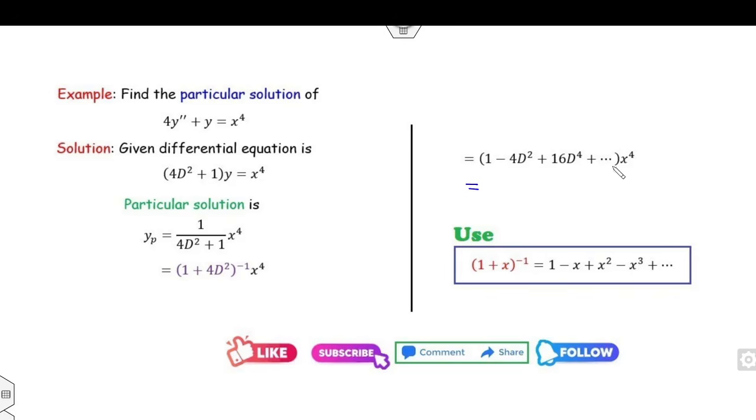Fine. Now you can open this bracket. It is x raised to power 4. What is the second derivative of x raised to power 4? First derivative is 4x cube. Second derivative is 12x square.